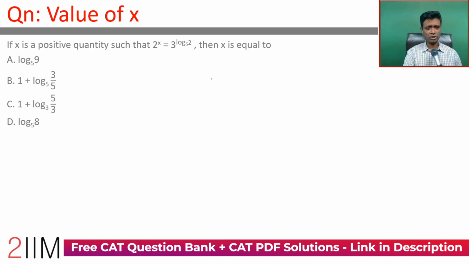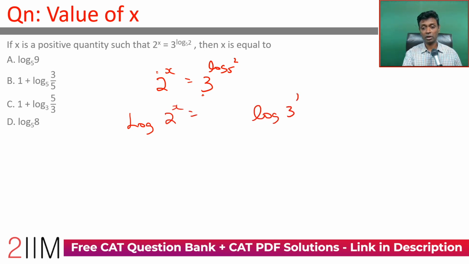Again, a wonderful question, very challenging. Fine. So if x is a positive quantity such that 2^x equals 3^(log 2 to the base 5), we're dealing with exponents and we're dealing with logs. One of my favorite tricks for a question like this is to take log on both sides. Log of 2^x is log of 3^(log 2 to the base 5), or x log 2 is log 2 to the base 5 times log 3.